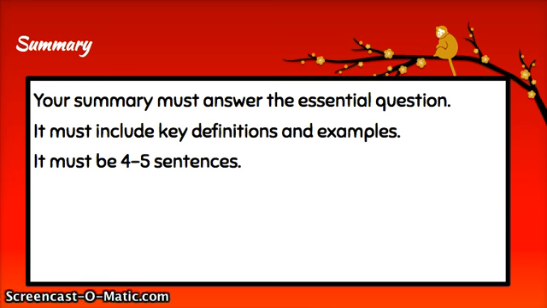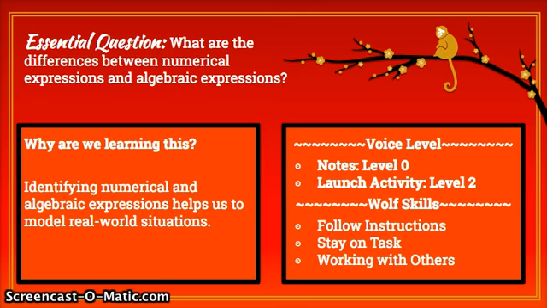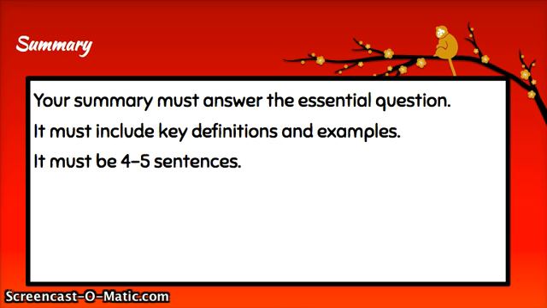Finally, you need to write your summary. Your summary must answer the essential question, which was, what are the differences between numerical expressions and algebraic expressions? So you're going to discuss the differences in your summary. You need to include key definitions, such as algebraic expressions and numerical expressions, and give examples of both. Then explain what the difference is between the two kinds of expressions. The summary must be 4 to 5 sentences.